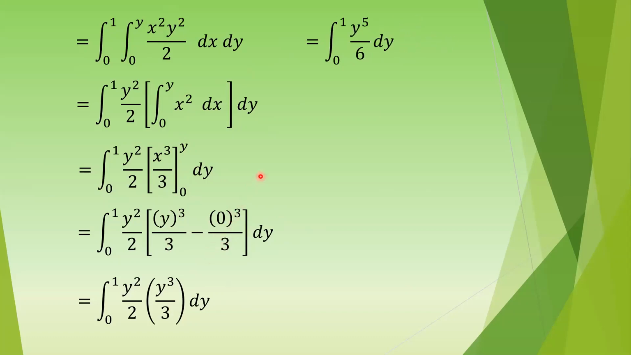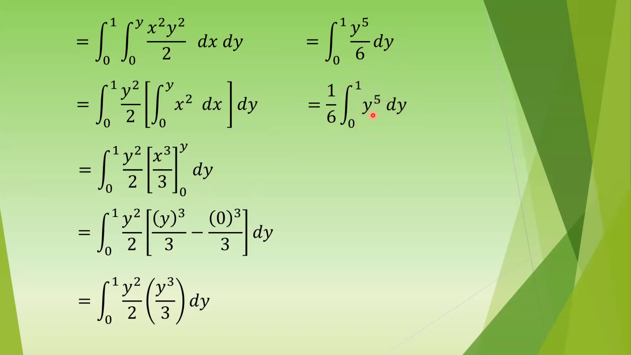Kasi ito, equal yan sa 0. Mawawala na yan. 0 yan. Maiiwan lang sa'yo ngayon y cubed over 3, y squared over 2, dy. Multiply mo lang ito. Y raised to 5 over 6, dy. Again, dito, with respect to y na lang tayo. Ngayon, yung 1 over 6, yun ngayon ang ating constant na siya mong ilalabas. Ayun, 1 over 6. Kaya meron ka na lang y raised to 5 dy from 0 to 1.